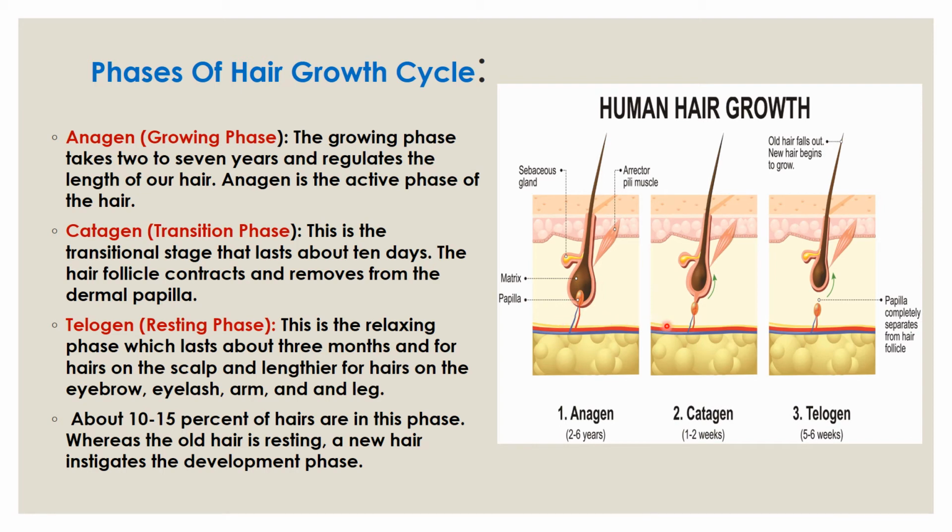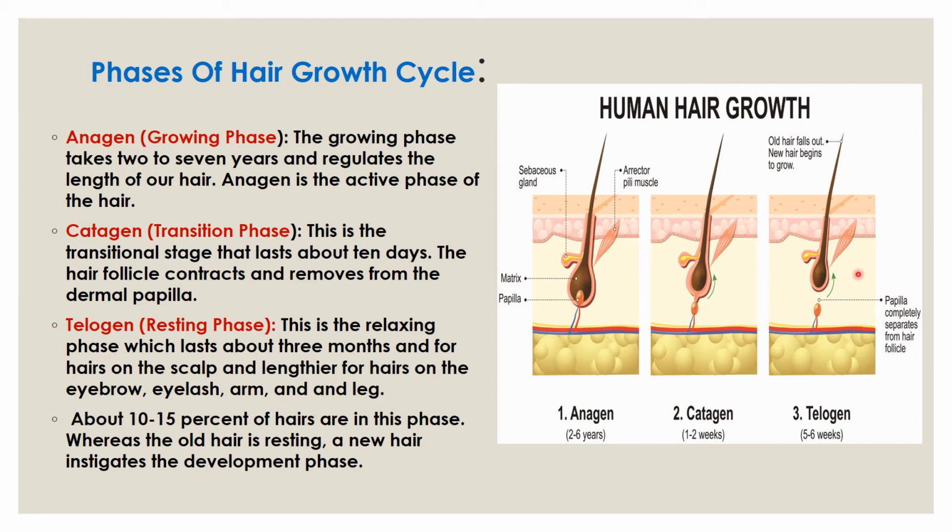Now, in the catagen phase, this is a transitional stage that lasts about 10 days. And in this, the hair follicle contracts and it is removed from the dermal papilla. So it's a transition phase.